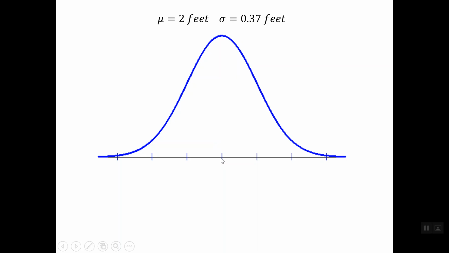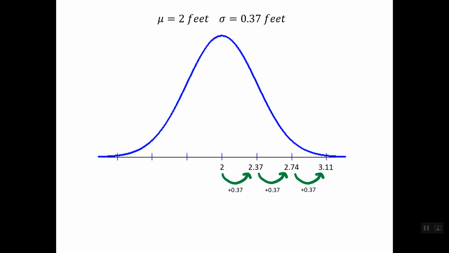If you notice, I have a mark right under the peak of this, which will indicate the mean, and three equally spaced tick marks to the right and to the left. So our mean of 2 feet will go under the middle. And then as I march out to the right, I'm going to add a standard deviation every time. If I add it again, I'll get 2.74 for the second tick mark. If I add it a third time for the third tick mark, or three standard deviations to the right, I arrive at 3.11 feet.